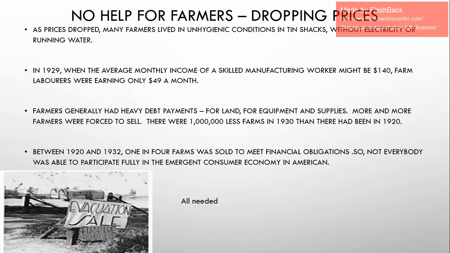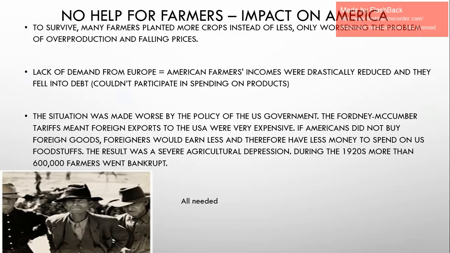You'll see there that in 1929, a skilled manufacturing worker is getting $140, but a farm labourer is only earning $49 a month. And farms are starting to disappear. So there's a stat there again: 1 million fewer farms in 1930 than there were in 1920. And lots of farmers are going bankrupt because they just can't afford to live based on the amount of money they're getting from the produce that they are growing.